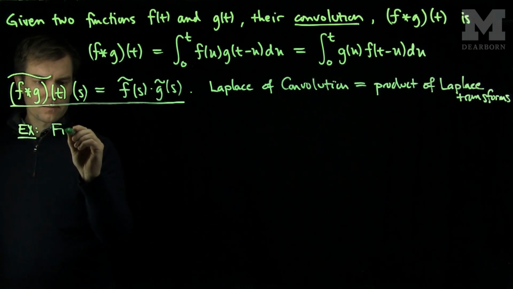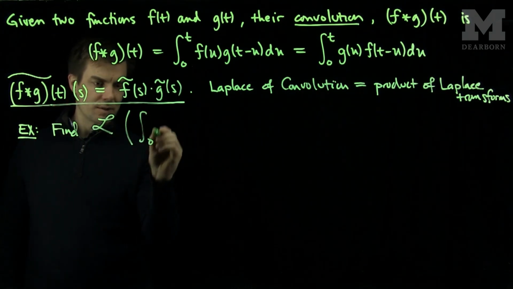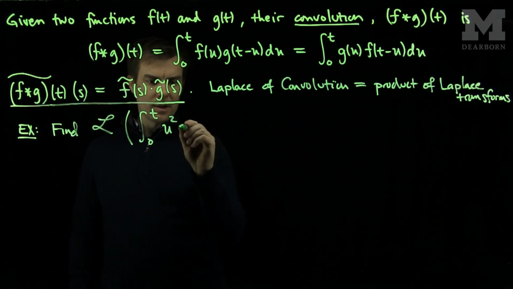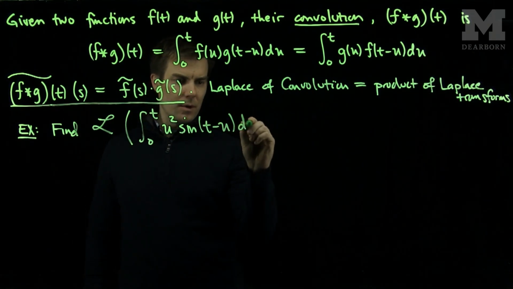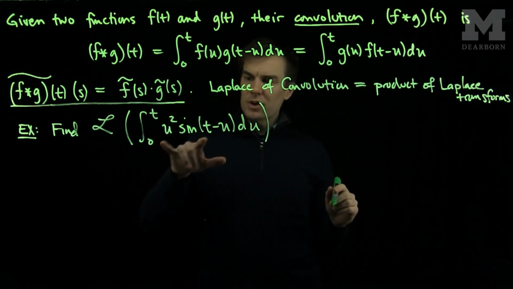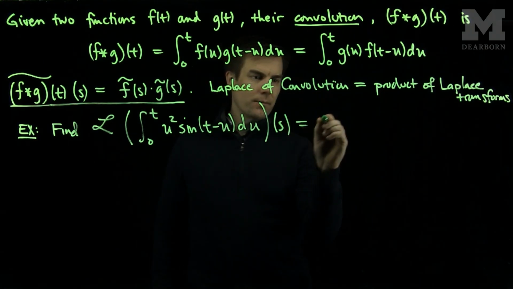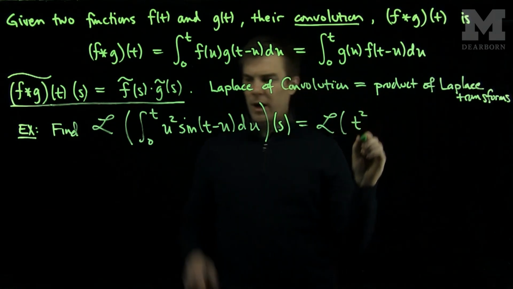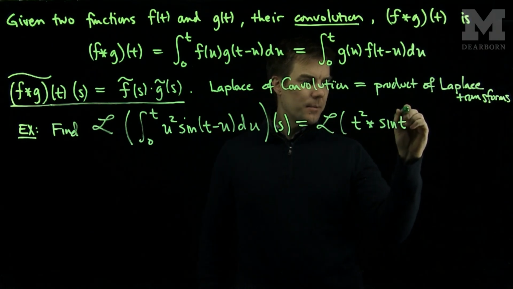Let's find the Laplace transform of the integral from 0 to t of u squared sine of t minus u du. Well, we notice that the expression that I'm trying to Laplace transform is the convolution of the function t squared, that's my u squared, and sine of t.